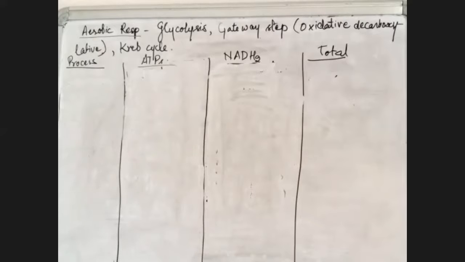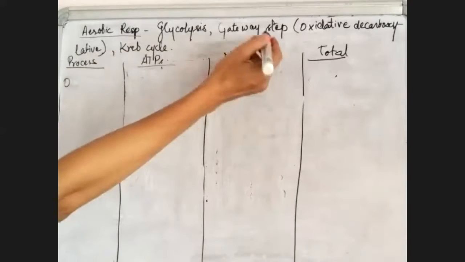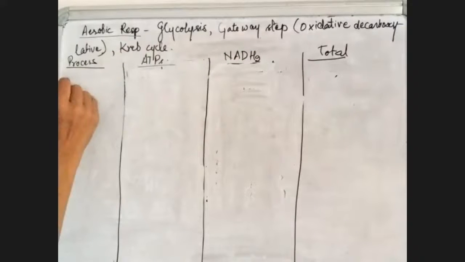We come to the next process, which is the Krebs cycle. What happens during, no, before the Krebs cycle, let's start with oxidative decarboxylation or the gateway step.